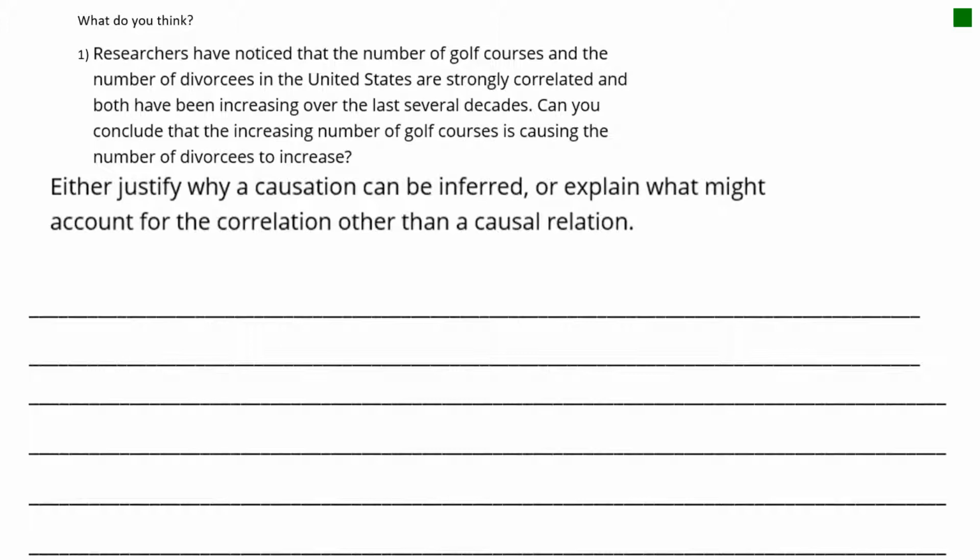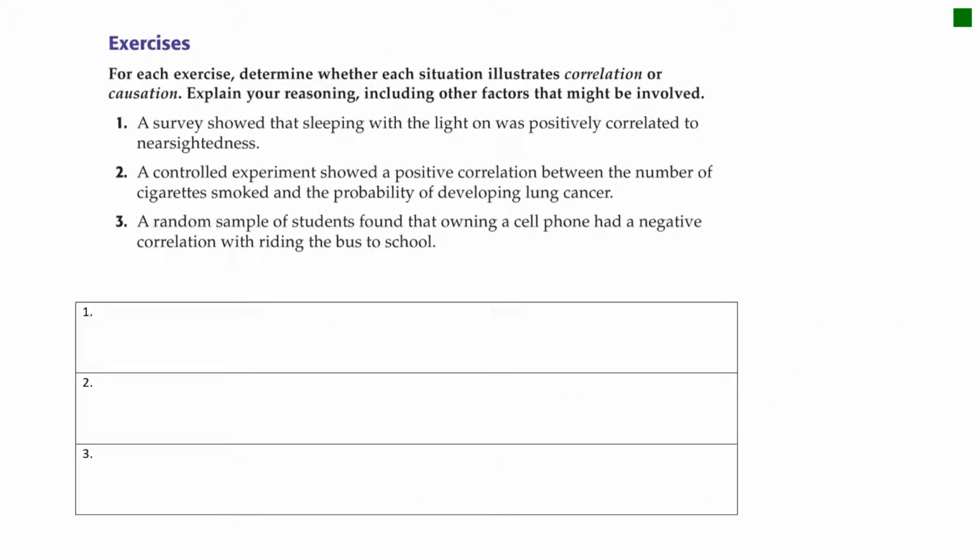This is going to be part of your homework grade, okay? Got to do this. Now, you might want to come back to this question after we go over the next couple of slides, because we're going to talk more about causation and correlation here. So we have to determine whether it is a correlation or a causation, and we want to talk about why. Explain your reasoning, including other factors that might be involved.